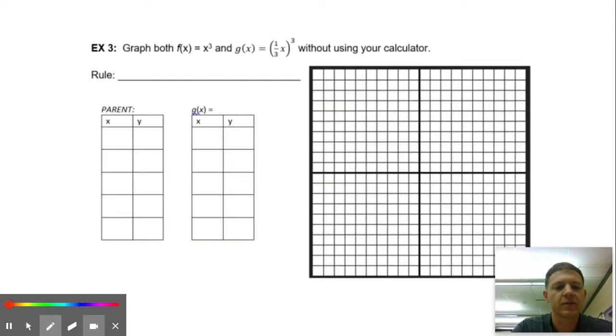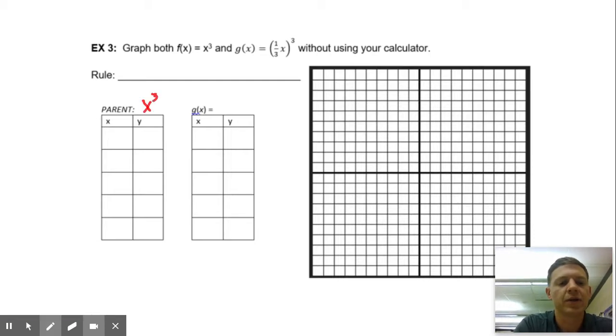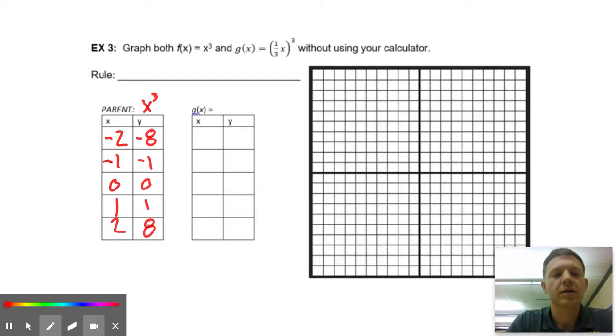All right, example 3 and the last one for this slideshow. Looks like we're going to graph two functions again without using the calculator. So let's graph both f of x equals x cubed and then the new function, which is 1/3 x cubed. So we're going to call x cubed the parent function, of course. Write that in there. Then I'll go ahead and put in the usual parent function table. Now I'll put the y's in. That shouldn't be a surprise to you. That's just the parent function table for f of x equals x cubed.